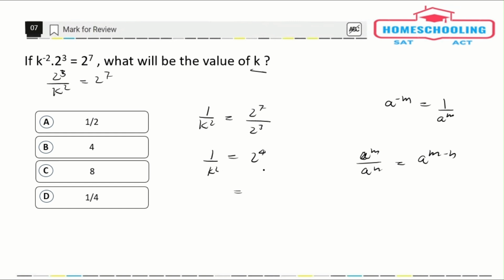2 to the power 4 is how much? 2 into 4, that is 16. And this is 1 by k square. So k square can be written as 1 divided by 16, and k would be under root 1 by 16. That would be k is equal to 1 divided by 4. So this is your answer. Option D, the value of k is 1 by 4.